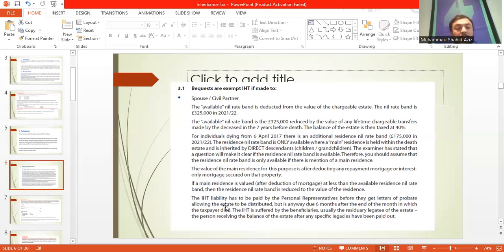The inheritance tax liability has to be paid by the personal representative before they get the grant of probate. This is an important thing, allowing the estate to be distributed. The deadline to pay inheritance tax is 6 months after the end of the month in which the taxpayer died. The inheritance tax is suffered by the beneficiaries, usually the residuary legatee of the estate, the person receiving the balance of the estate after any specific legacies have been paid out.